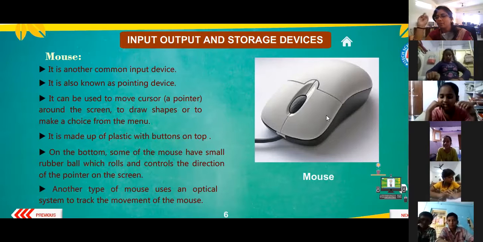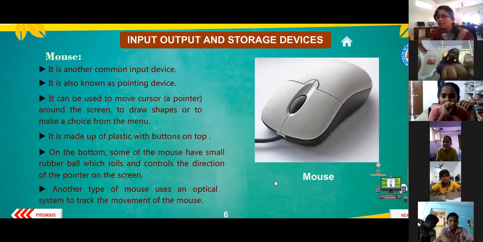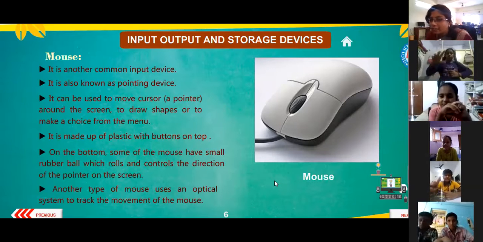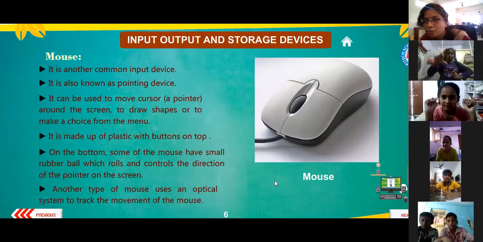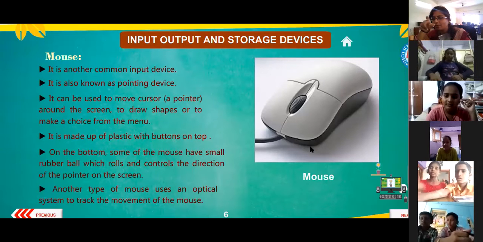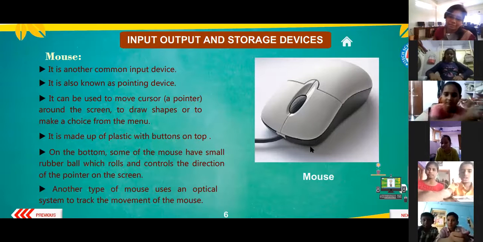Can anybody tell me, if you have to do a right click, which finger do you use? Show me which finger you use on your screen. For right click, which finger do you use? Sukruti wrong, Akshata wrong. Ma'am, middle finger. Yes, right. With your middle finger you do right click, and with your forefinger you do left click. This is the basic thing.